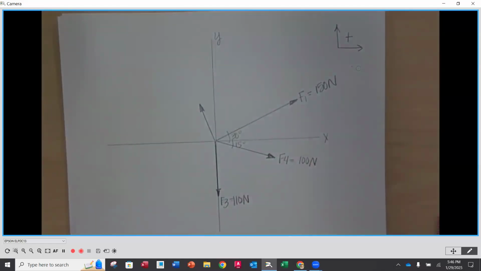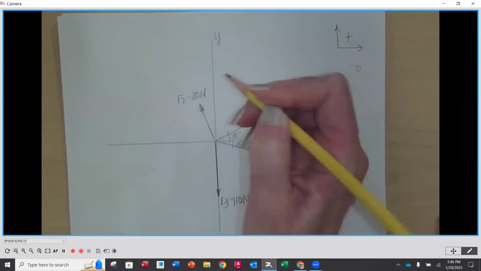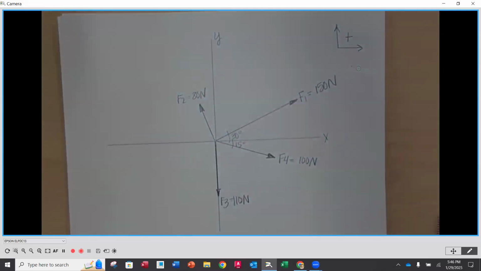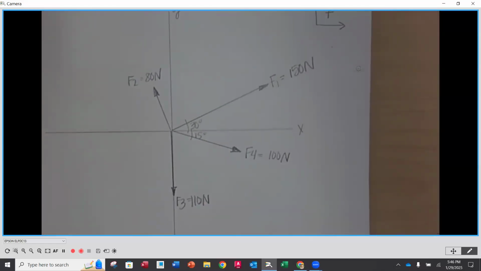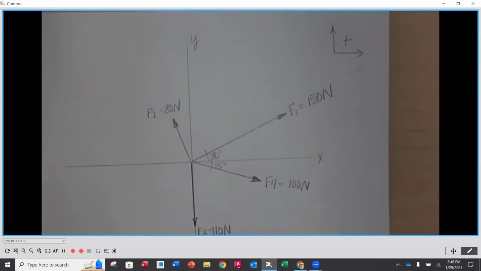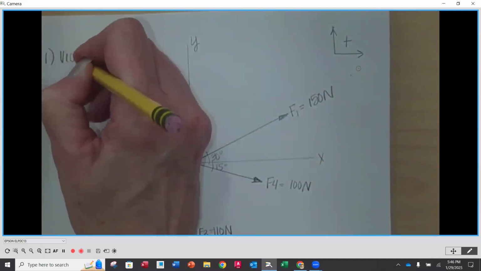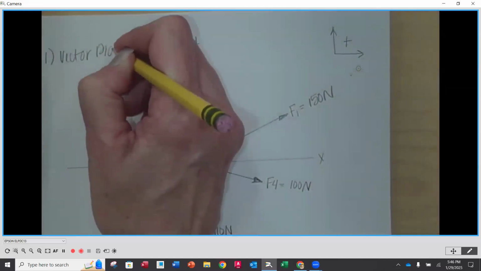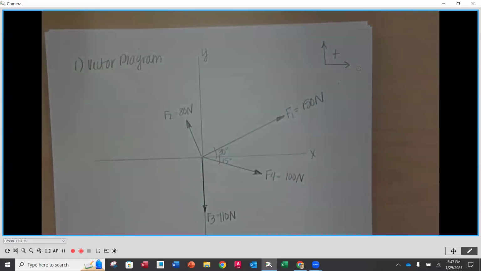Okay. And F2 is equal to 80 newtons. So each one is called out with their label. They're giving it to us in the example, so we want to follow along with that. Now, the first step I'm going to say, okay, this is going to be your vector diagram. First step is always going to be the vector diagram. So you're just going to put the forces that you know here.